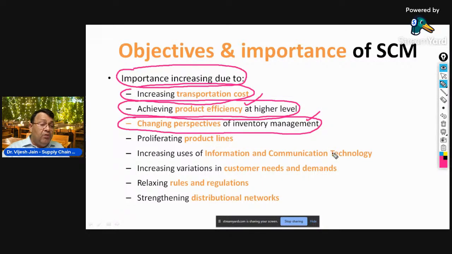So what we talk about just in time or many other things, if we talk of the inventory management, and what kind of inventory we are talking about, of which place, which time. So that perspective is becoming very broader, international in nature. So that change in the perspective is making the work of supply chain management much wider, and the importance is increasing.